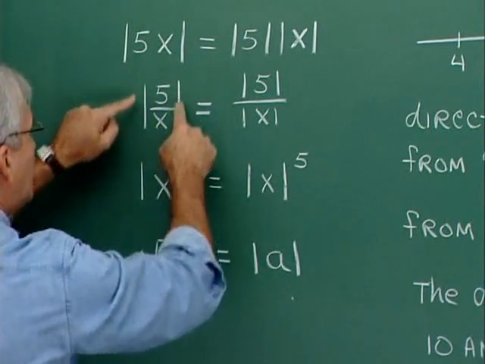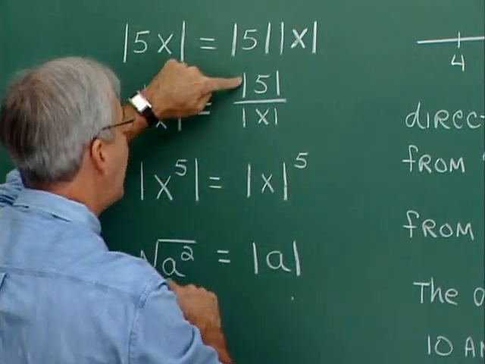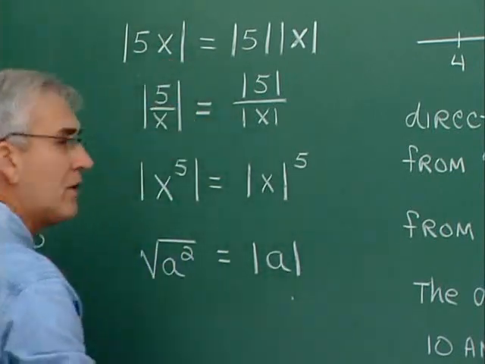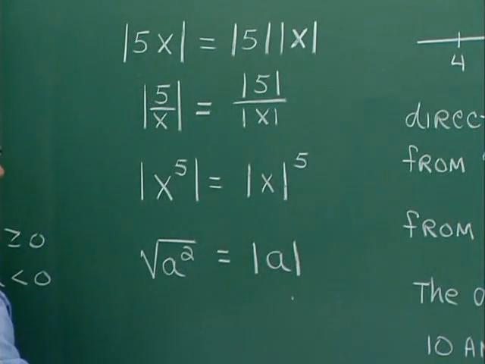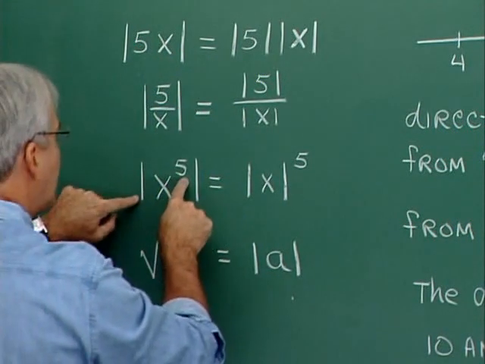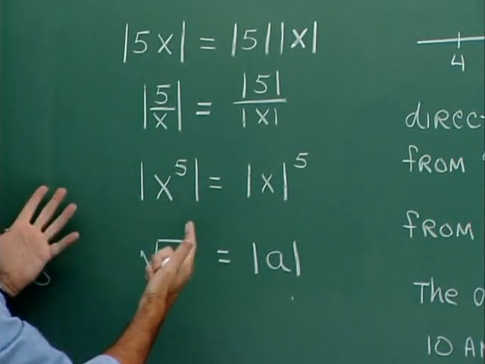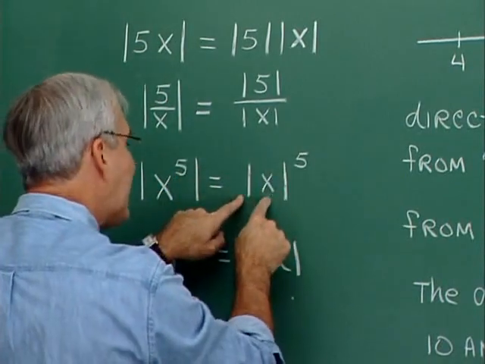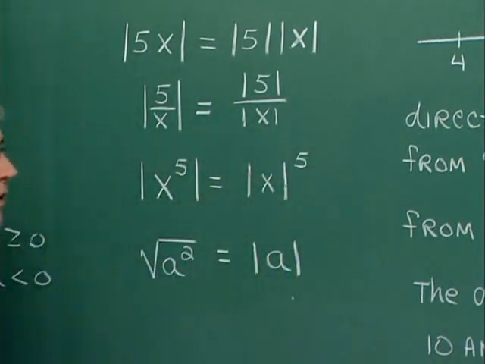The absolute value of a quotient is the absolute value of the numerator over the absolute value of the denominator. The power idea, the absolute value of x to the fifth, can be calculated as the absolute value of x and then to the fifth power.